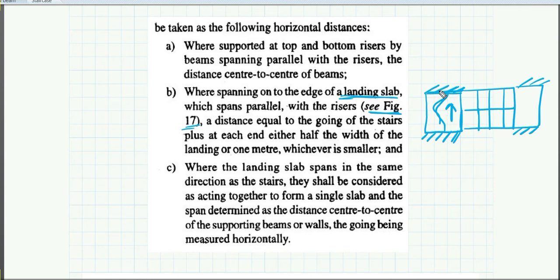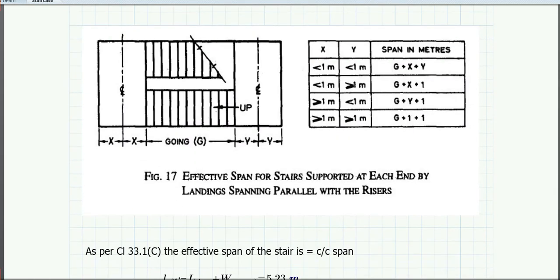If the support condition is on both sides, like here, where the landing slab is going to deflect something like this, or it is spanning parallel to the riser, in that case the effective span should be taken as half the distance or 1 meter, whichever is smaller. Okay, I think I should show you this particular figure.